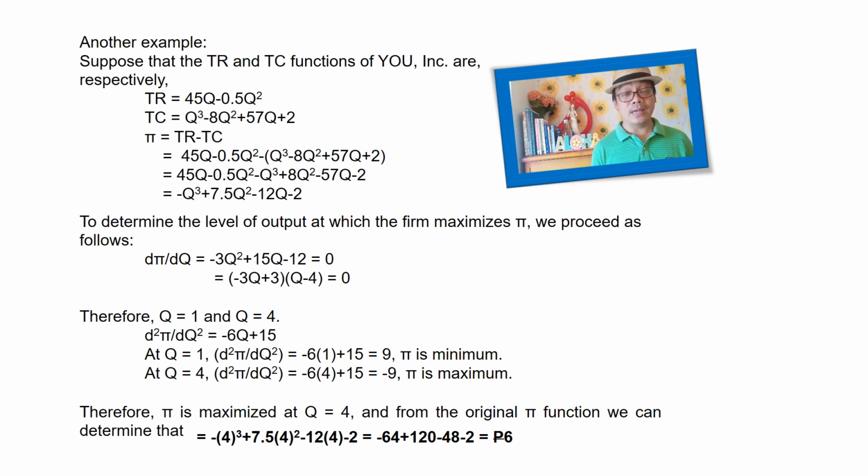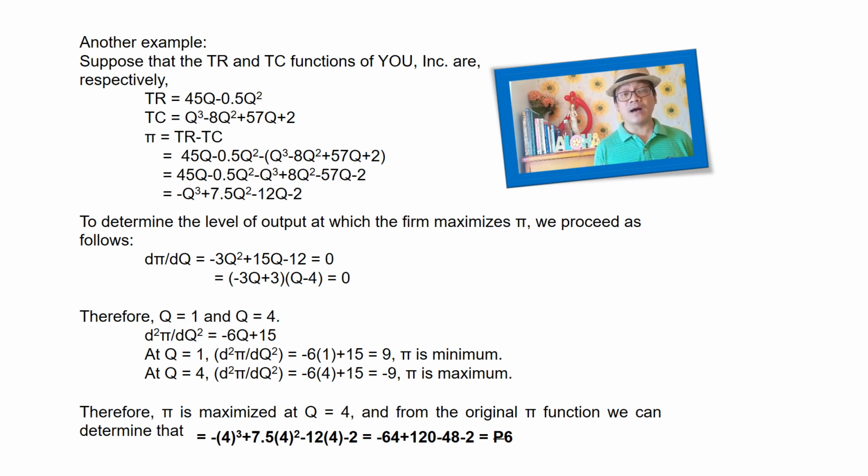So, we simply make use of the second derivative. Therefore, q equals 1 and q equals 4. Pero saan ba sa mga values na ito ang magbibigay ng maximum profit para sa U Incorporated? We simply evaluate using the second derivative of the profit function, which is equal to negative 6q plus 15. Now, we evaluate at q equals 1. So, we have negative 6 times 1 plus 15 equals 9.